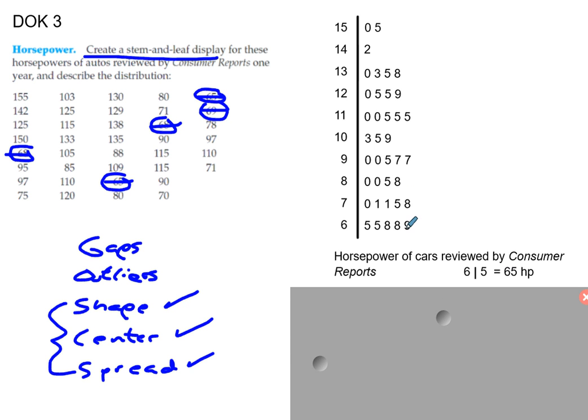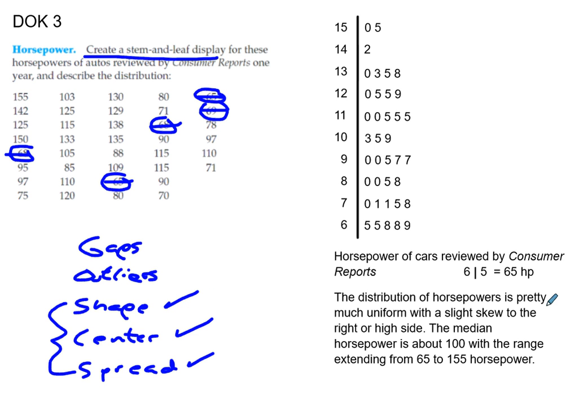So if we look at this one, we've got towers of 5, 4, 5, 3, 5, 4, 4. That's pretty uniform, right? So what I said was the distribution of horsepowers is pretty much uniform, with maybe a slight skew to the right or the high side. There you do have these smattering over here, only one in the 140s and a couple in the 150s. Every other category has at least 3.